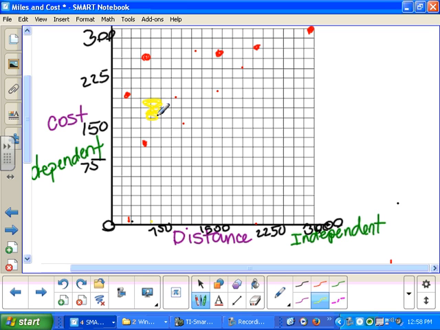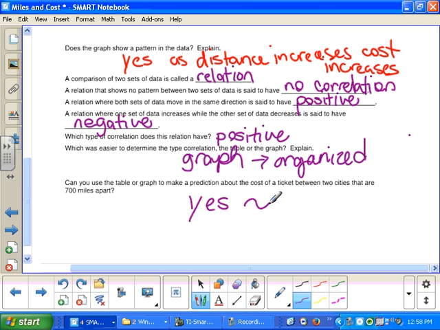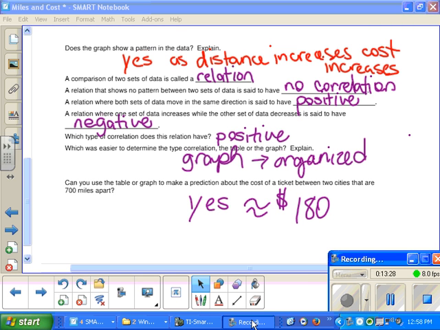But yeah, you can. So the whole point is that if we are analyzing information and we can put it in an organized manner, then we can make predictions. And we can say, yes, for here, it'd be approximately $180. That symbol means approximately, or kind of. So that's our point, is that when we're analyzing data, we're making predictions.